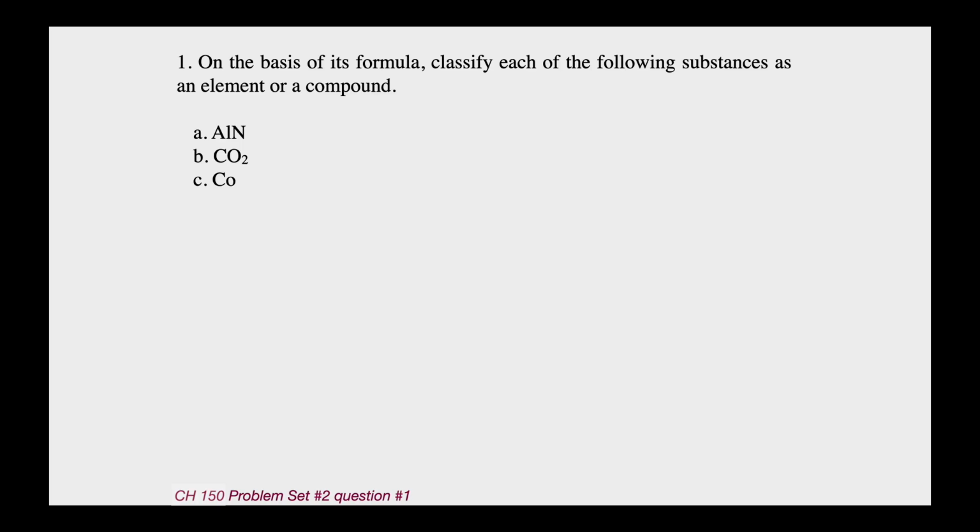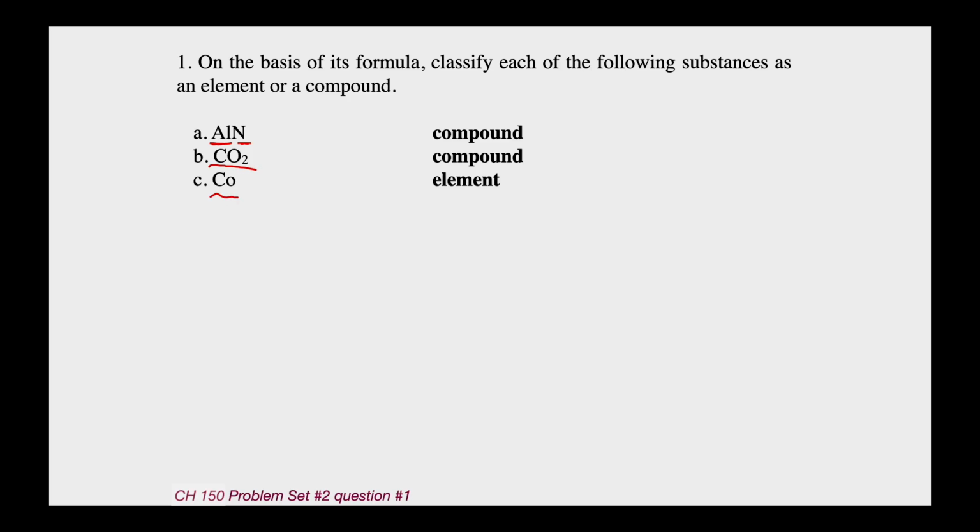If you look on the periodic table, you will see entries for aluminum, and you'll also see an entry for nitrogen. But if you have two species together, then it's going to be a compound. So AlN, the name of which would be aluminum nitride, would be a compound. And the next one, CO2, is also a compound. It's a mixture of carbon and oxygen.